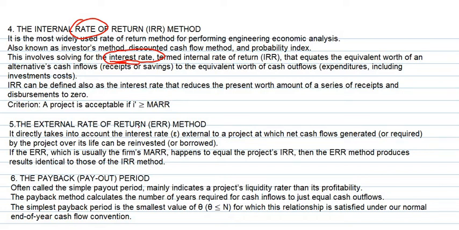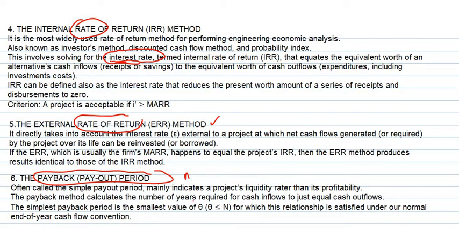Then we have also the external rate of return method. Again, this is in terms of rate. And then the payback or payout period. The payback period is often called the simple payout period, mainly in the case of a project's liquidity rather than its profitability. In terms of payback period, we are concerned here about N. I'm using here capital letter N.